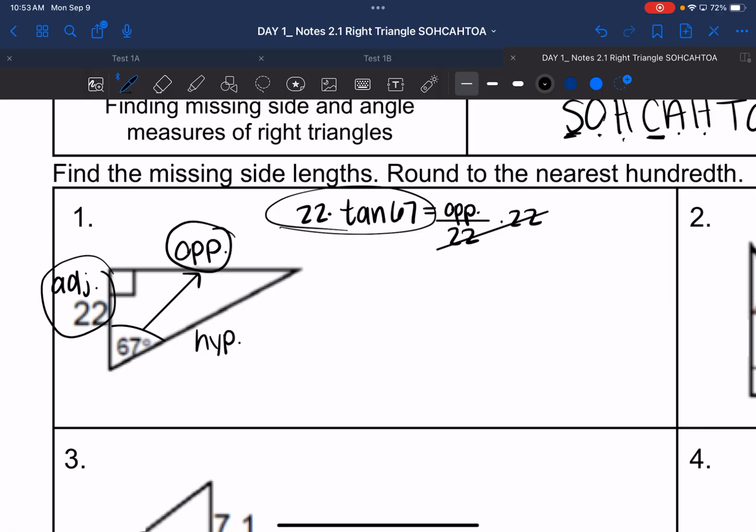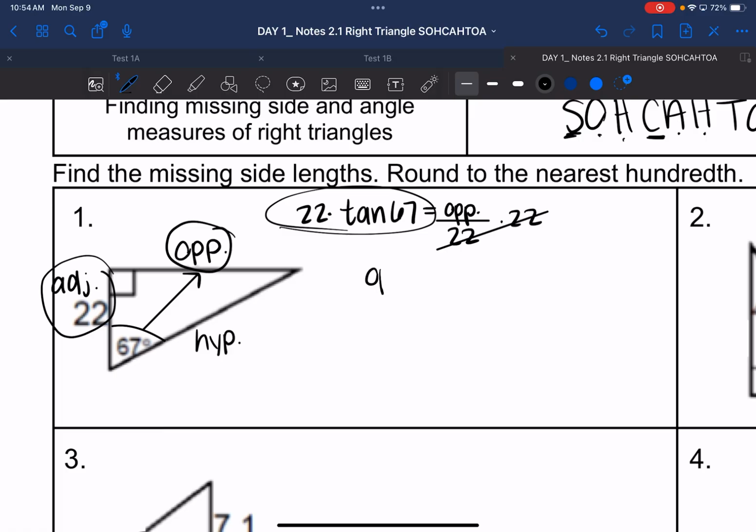Quick reminder though, remember your calculator must be in the correct mode. So everyone double check your calculators in the correct mode. You hit the button that says mode. And the third one down says radian and degree. You want to make sure degree is highlighted because our angle was given in degrees, right? It was 67 degrees. So highlight degrees, press enter to save it. Then you can go back to your home screen and type in the 22 times tangent of 67.